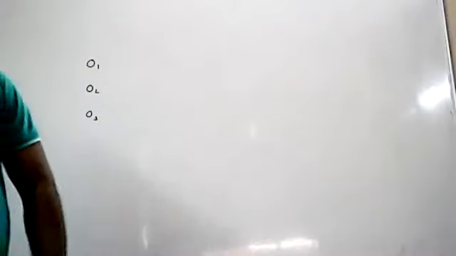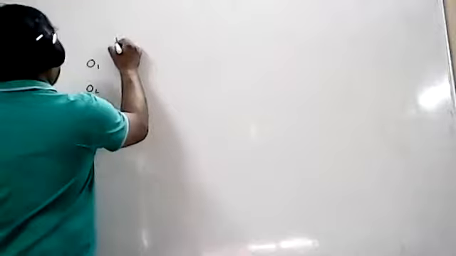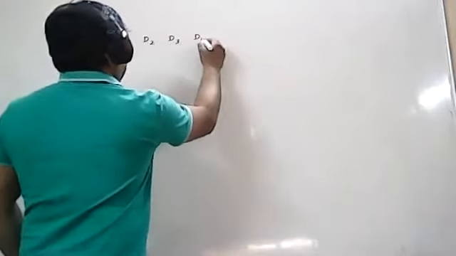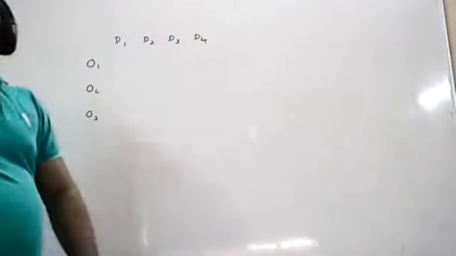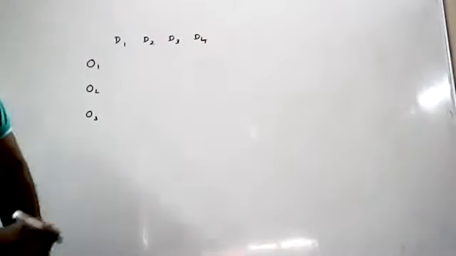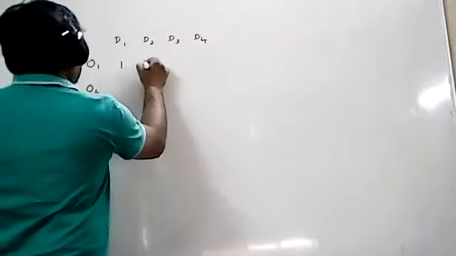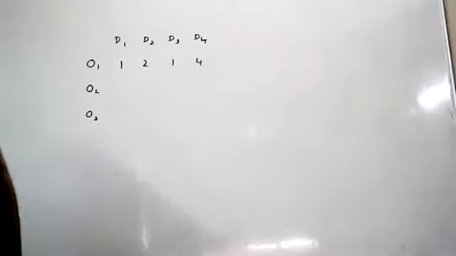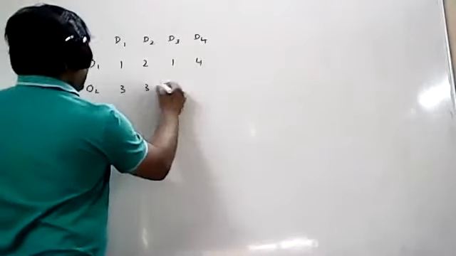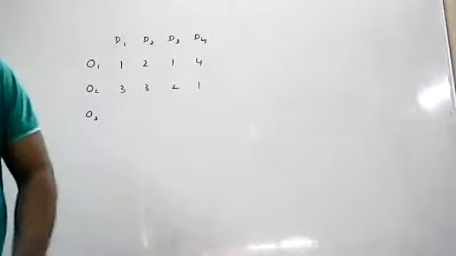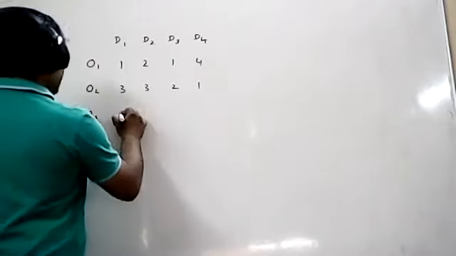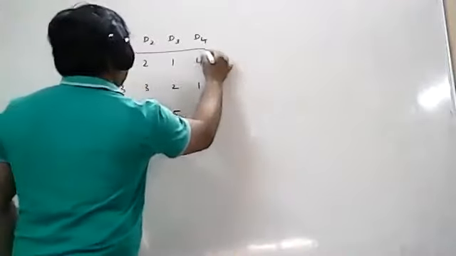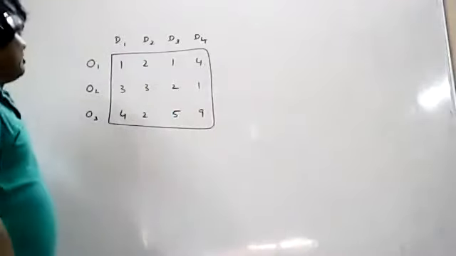Write down origins O1, O2, O3 and destinations D1, D2, D3, D4. Write down the first row values 1, 2, 1, 4. The second row 3, 3, 2, 1. The third row 4, 2, 5, 9. So these are cost values as given.